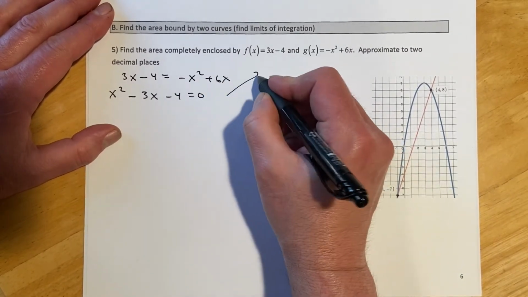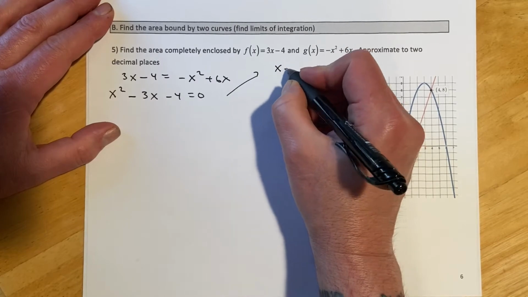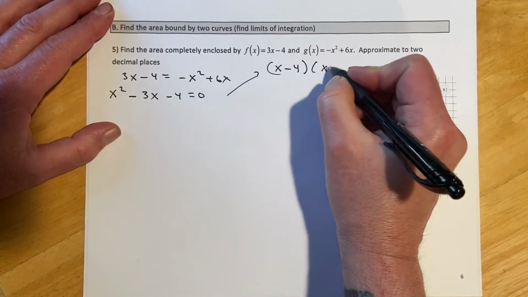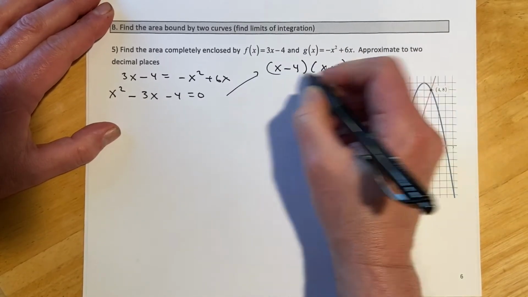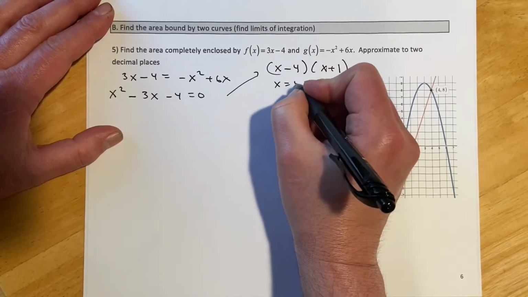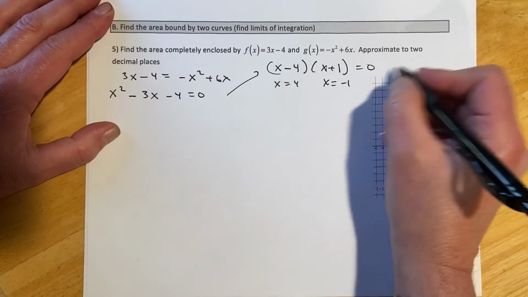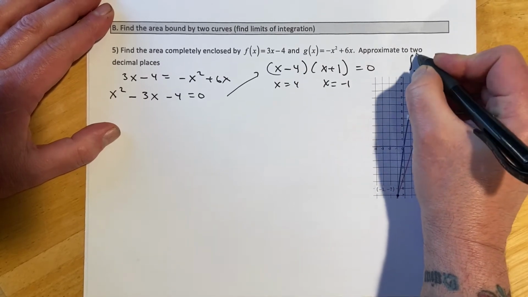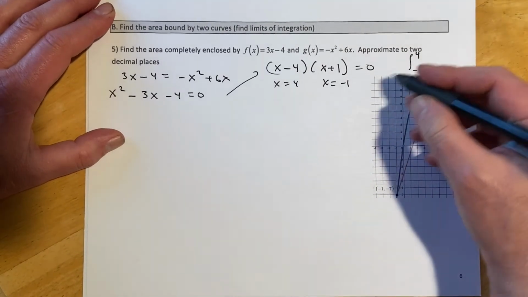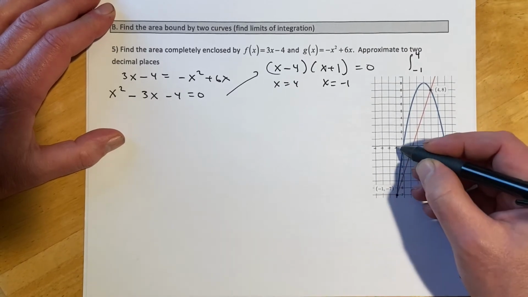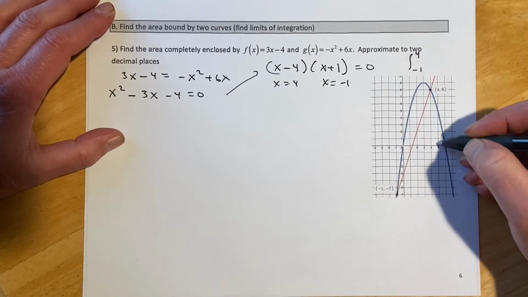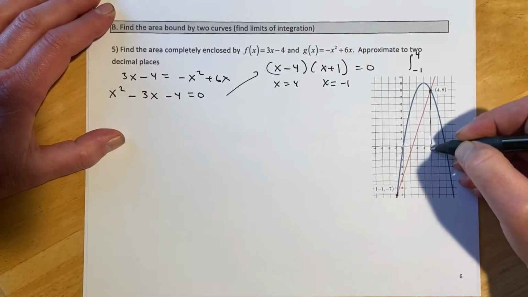And then from there I will factor, so that will be x minus 4 and x plus 1 equals 0. And so then x equals 4 and x equals negative 1. So what that will do is give me my limits of integration when I go to set my integral. So we're going to be integrating from negative 1 through 4 right there.